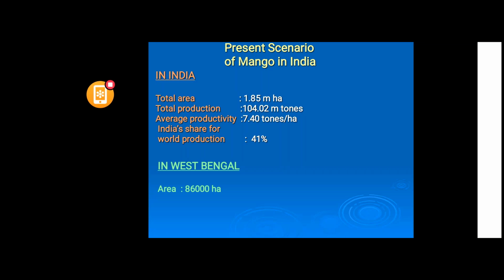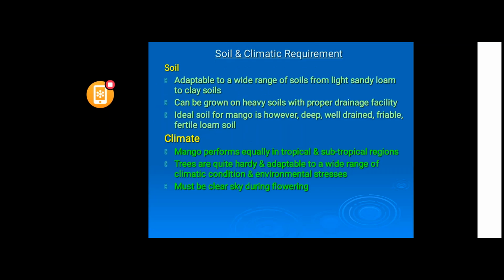And if you just see it, the total area and total production are given here. Average productivity is 7.4 tons per hectare, and it may vary from region to region. India has 41% of world production; India is the major producer of mango. India is the king of mango fruits. In West Bengal, 86,000 hectares are cultivated.